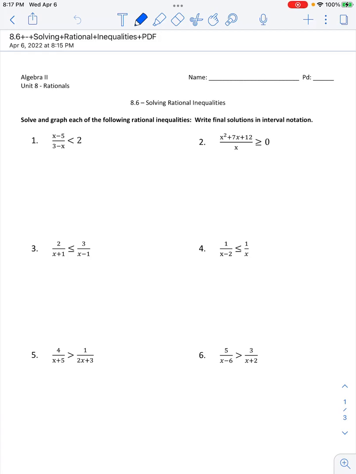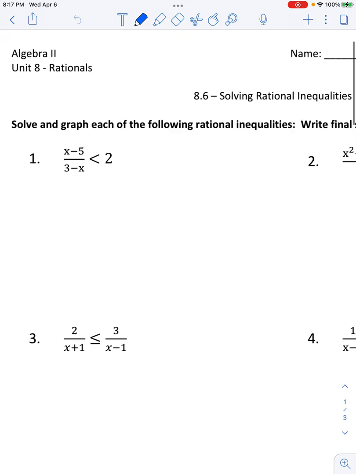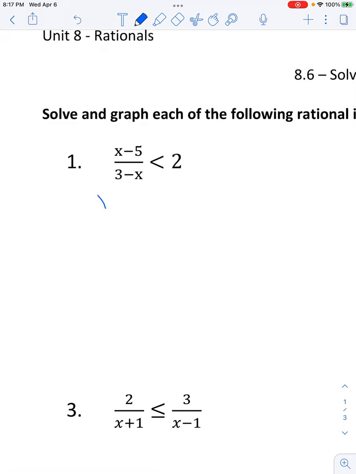In 8.6, solving rational inequalities, we're going to solve these pretty similar to how we did in solving rational equations, except we're going to do some shading and we're going to have interval notation here. So the first thing we're going to do is get this set to 0, whether it's less than 0 or greater than 0. So I'm going to subtract 2.